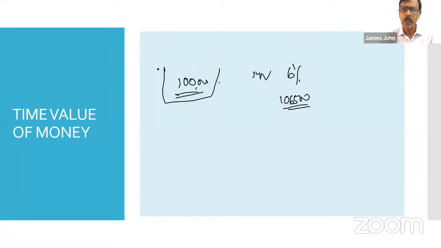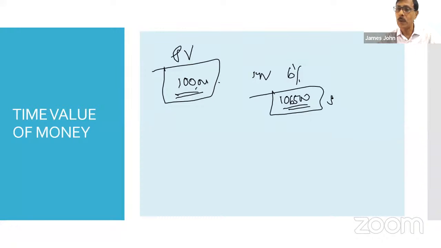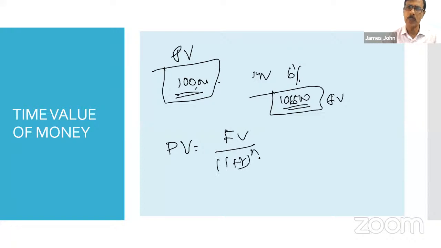What is this 1 lakh? I can say this is the present value. Am I correct? Yes, sir. What is this 1,06,500? This is the value which he is getting after 1 year. I can call it the future value. So there are two formulas here. One is: the present value is equal to future value divided by (1 plus r) the whole raised to n. Similarly, if you want the future value, it is present value into (1 plus r) the whole raised to n. These are the two formulas you have to make use of very frequently.